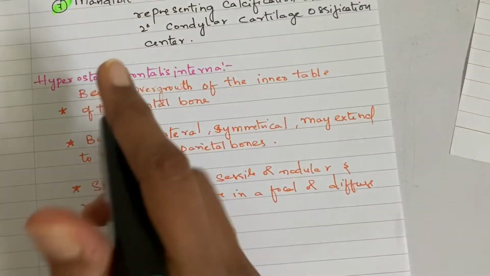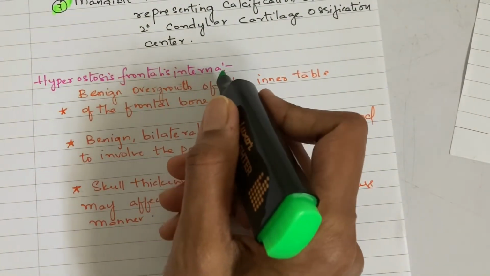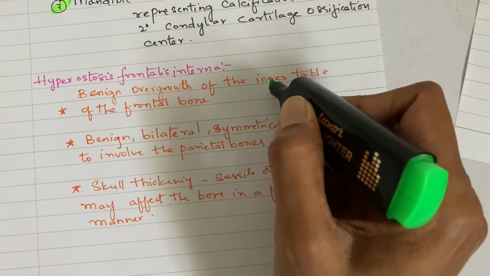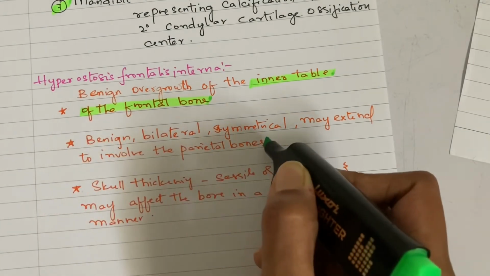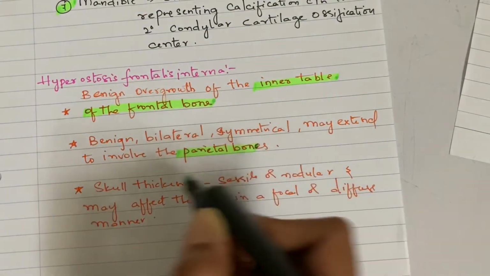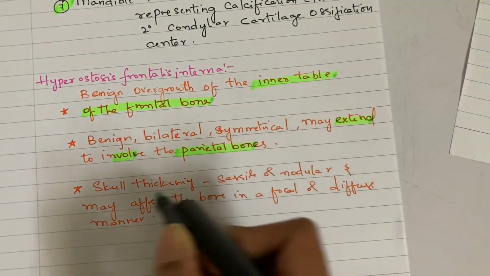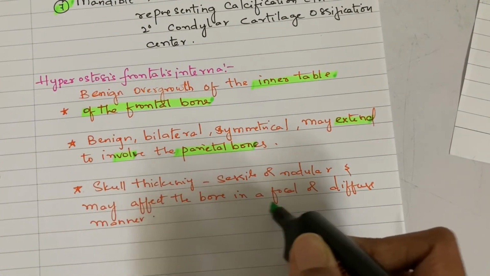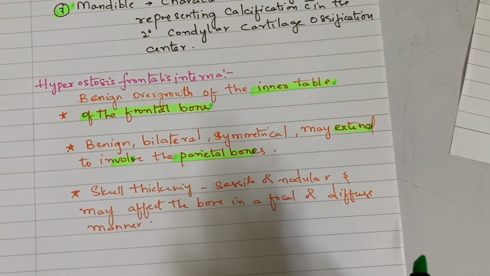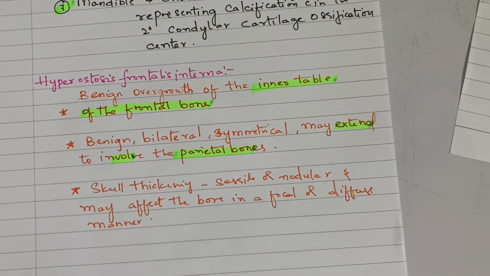Coming to hyperostosis frontalis interna. It's a benign overgrowth of the inner table of the frontal bone. Benign, bilateral, symmetrical, it may extend to involve the parietal bones. The skull thickening will be sessile or nodular, and may affect the bone in a focal or diffuse manner. So these are some of the causes of hyperostosis of the skull and their findings.